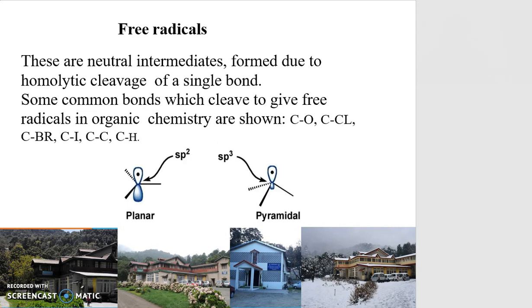Now, these are the neutral intermediates formed due to the homolytic cleavage of a single bond. Some common bonds which cleave to give free radicals in organic chemistry are shown, like C-O, C-Cl, C-Br, C-I, C-C, C-H. Now you can see there are two structures: one is pyramidal and another one is planar. If it is pyramidal, then it is sp3, and if it is planar, then it is sp2 free radicals.